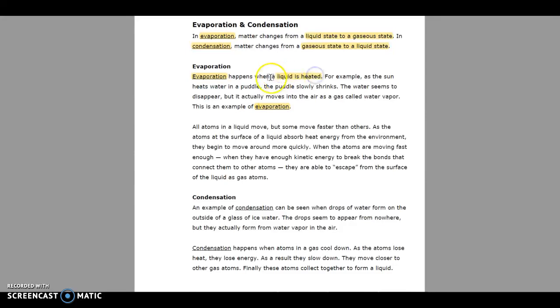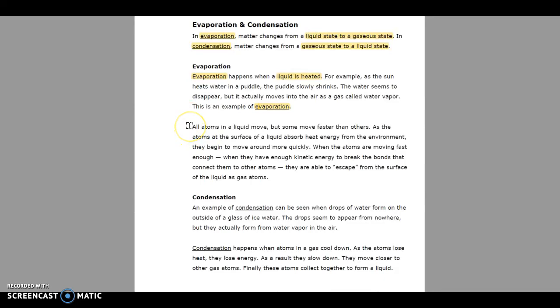That's important. Liquid is heated. So we're going to add thermal energy for evaporation. So write a little note to yourself in this area right here that evaporation happens when you add thermal energy. Okay, and then we have an example here. That's a good example. You can write that example down here if you want also, but I'm not going to require it. The water seems to disappear, but it actually moves into the air as a gas called a water vapor. Okay, so here this paragraph is just talking about evaporation happens when liquid is heated and it becomes a gas.